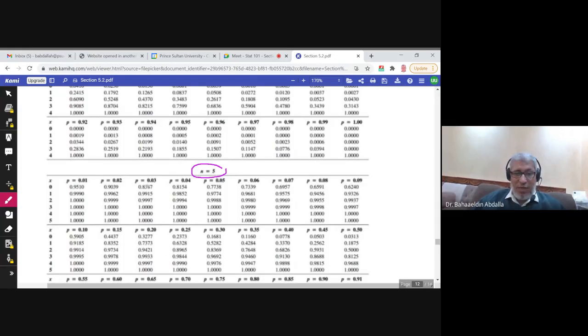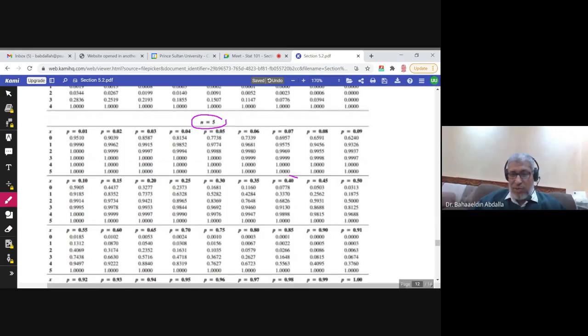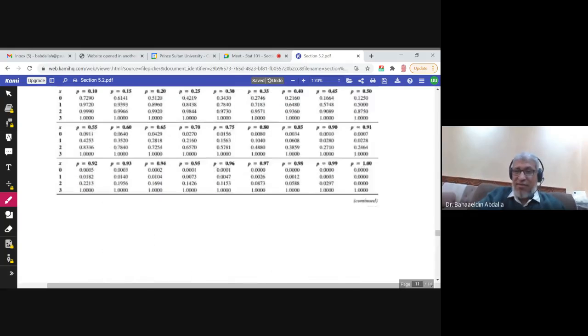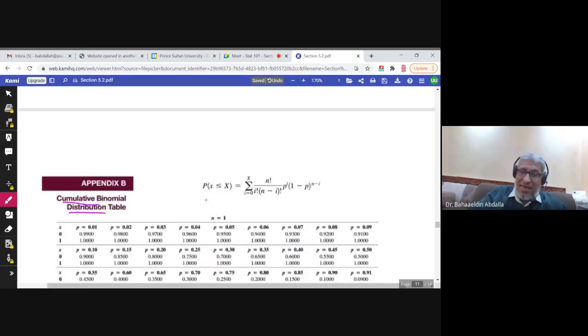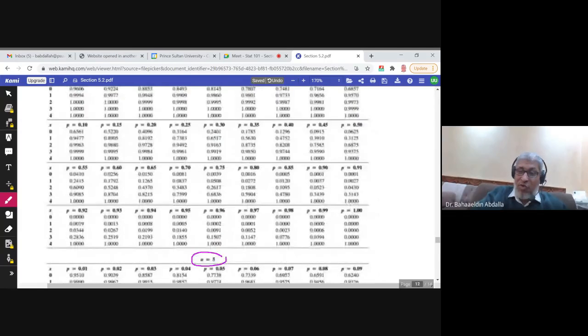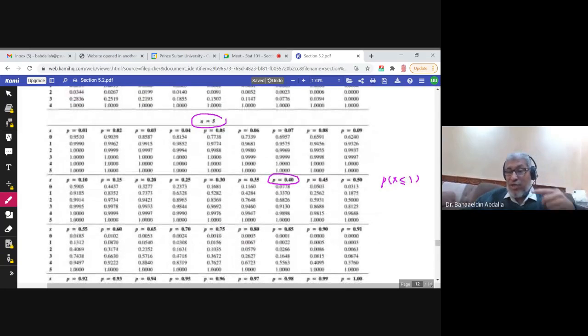Where is p now? You search for p. p was 0.4 in our question, so this is 0.4. Now we needed the probability of x less than or equal to 1. If it is less than or equal to, you will find it in this table, because this table gives you the probability of x less than or equal to. But if it is greater than or equal to, then you have to do something. You cannot find it directly, but you can find it from this table. You have to use less than or equal to always.